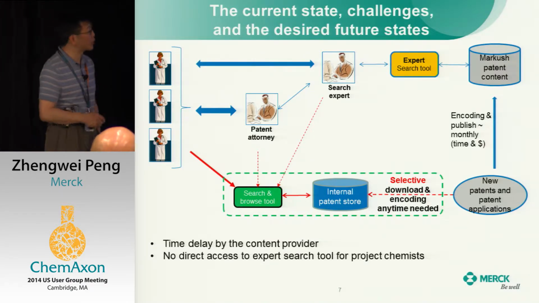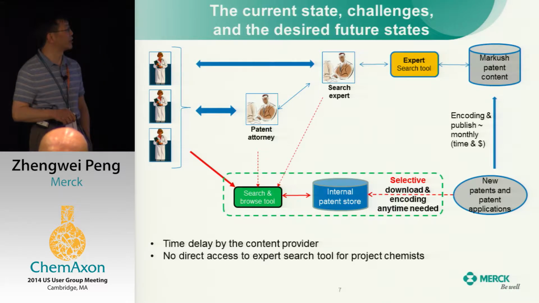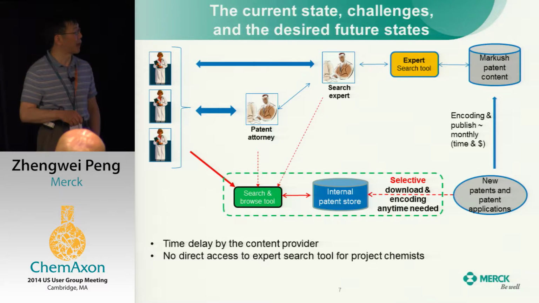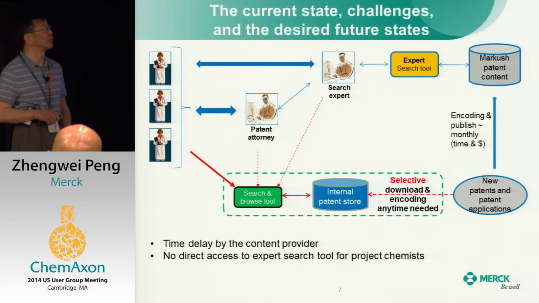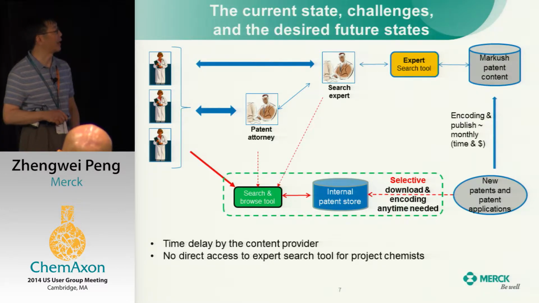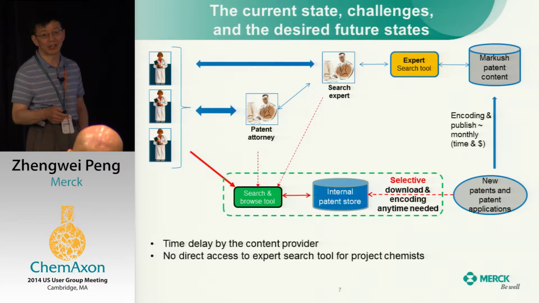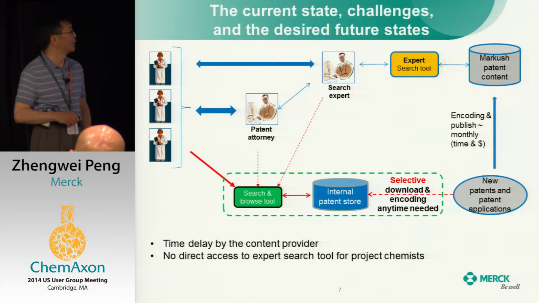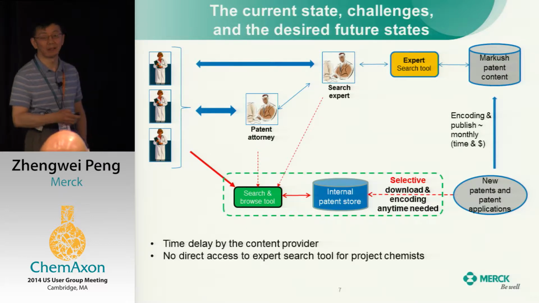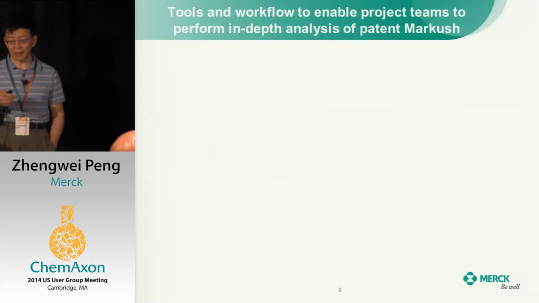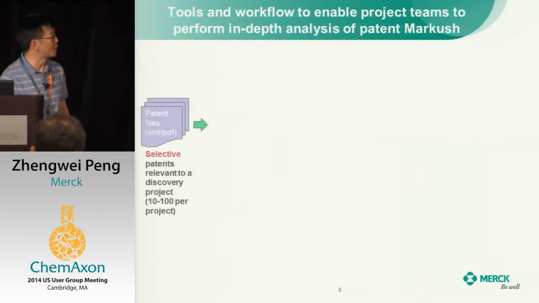So the future state would be that we could selectively download at any moment, as soon as the patent is published, the PDB file or XML file, and encode that and put it in the internal patent store, and have some tool such as Instant JChem or Plexus, for example, enable the project team to search on the fly. Would that be nice? So essentially, that's actually what Arpad and Daniel mentioned.